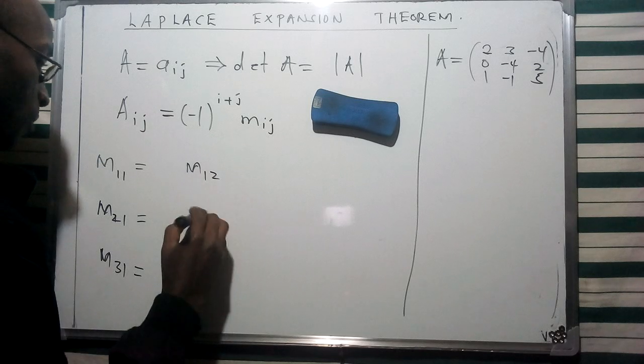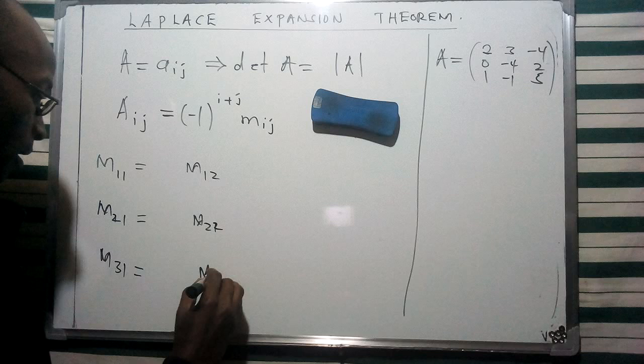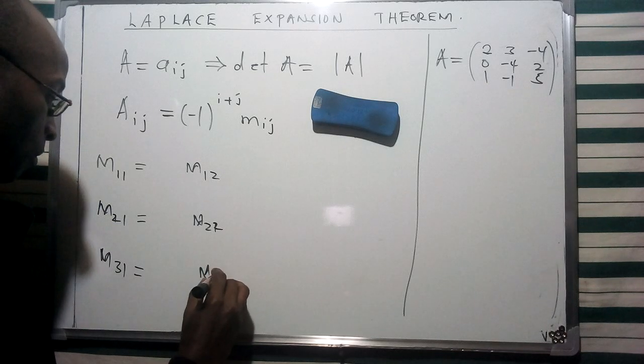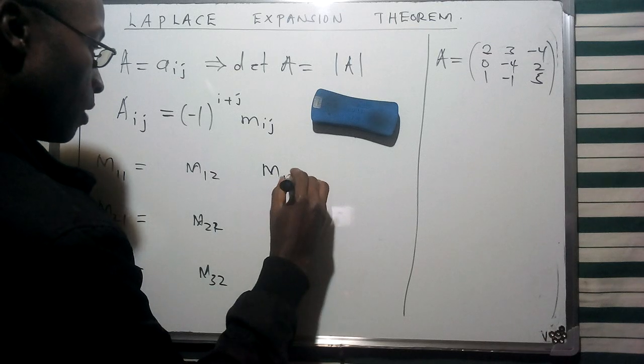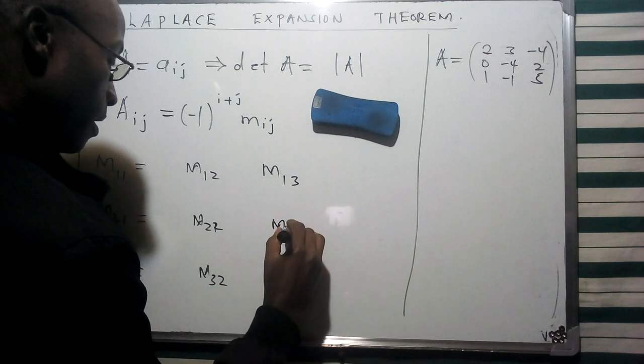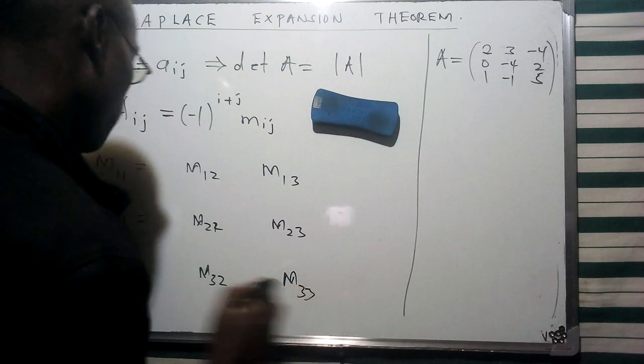So this is row 1, column 2, and this is row 2, column 2, and this is row 3, column 2, and of course this is going to be row 1, column 3, row 2, column 3, and row 3, column 3, given in that specific order.